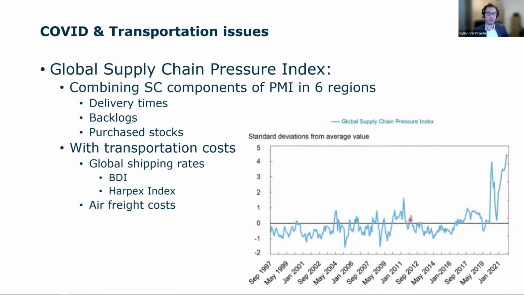An interesting indicator you can follow here is the global supply chain pressure index. This one combines components of the PMI index, such as delivery times, backlogs, and stock levels, with transportation costs of shipping and air freight, so that you can follow evolutions in one central indicator related to those supply chain pressures.